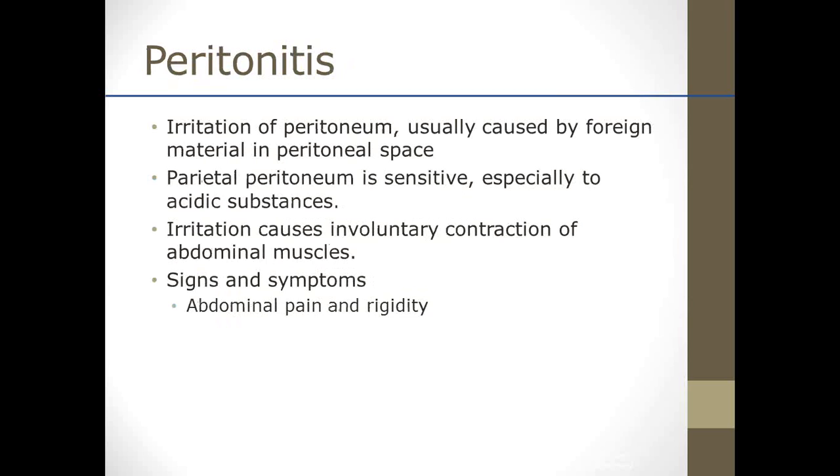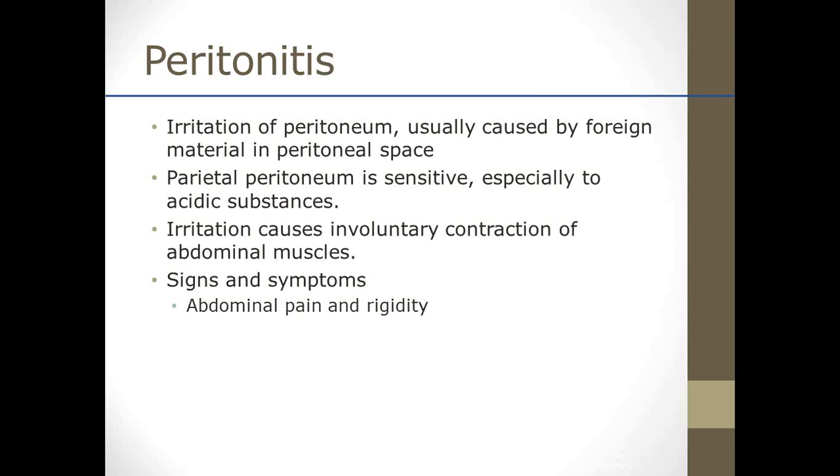Peritonitis is an irritation of the peritoneum. It's usually caused, like we talked about, by foreign material in that space. It's very sensitive, and when it gets irritated, it starts to contract the abdominal muscles. So the pain comes not necessarily from the irritation, but from the abdominal muscles trying to protect it, and they contract and cramp up. And so we get abdominal pain with peritonitis, and sometimes you'll have a rigid abdomen. We'll talk about assessing that abdomen in a minute.